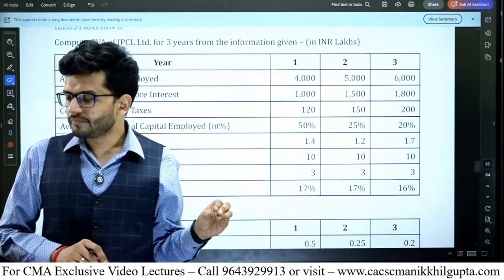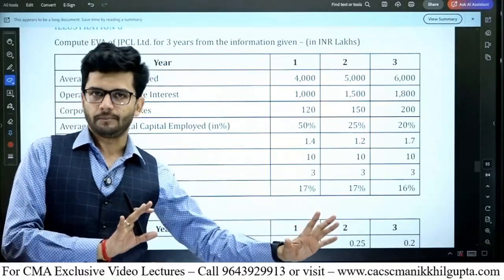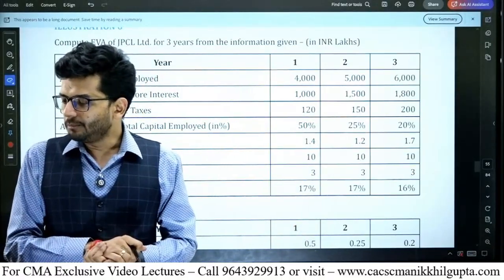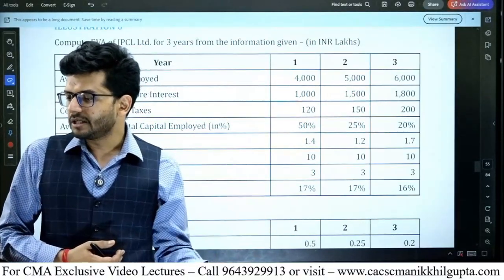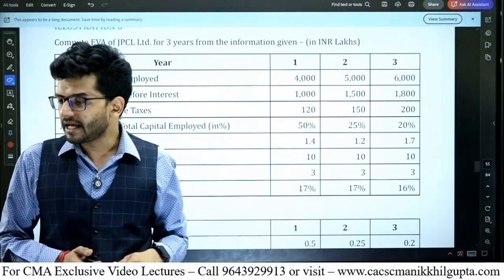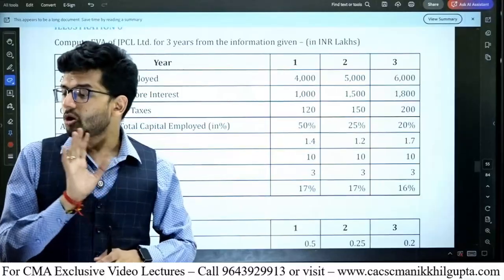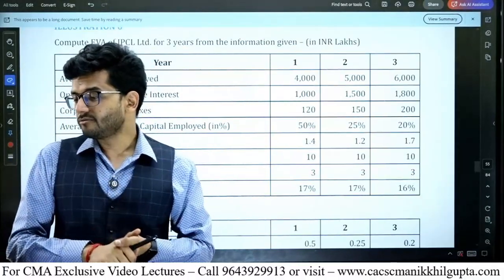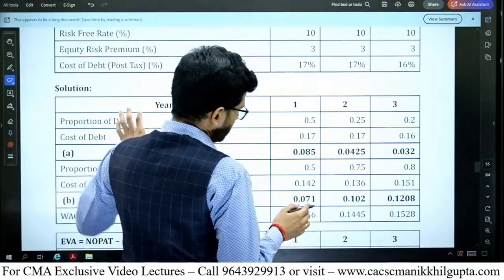EVA is required to be calculated, right? EVA standard formula, NOPAT minus WACC multiplied by capital employed. Same formula is required to be put over there. NOPAT is calculated using operating profit before interest multiplied by tax rate, which is 30%. Corporate income tax is 120 over the 1000. So 12% is the corporate tax rate. So 88% is the net of tax income. Okay. So a straightforward formula, guys, a straightforward question.